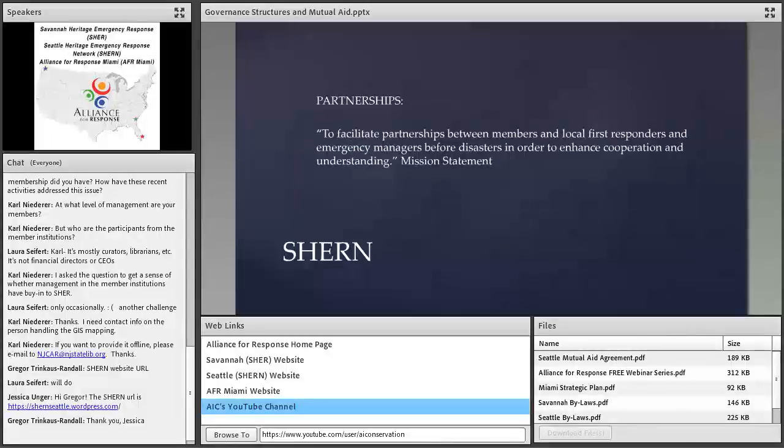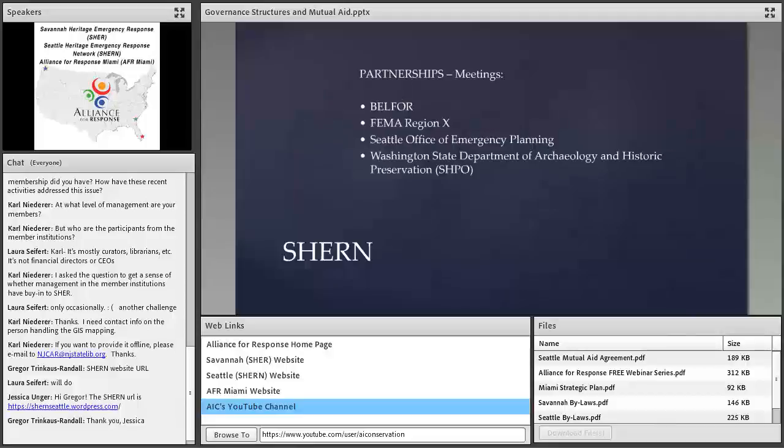So, partnerships here: to facilitate partnerships between members and local first responders and emergency managers before disasters in order to enhance cooperation and their understanding. So that's in our mission statement. One of the things we've done is to meet with some of our partners, and I'm sure all of you are familiar with Belfor. It's the major commercial disaster recovery company in our area.